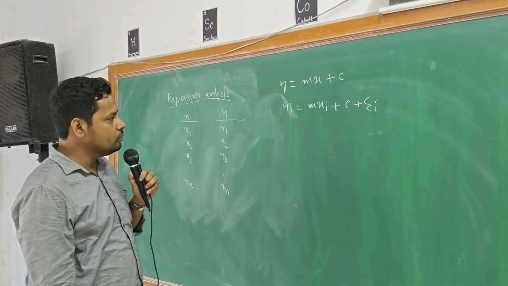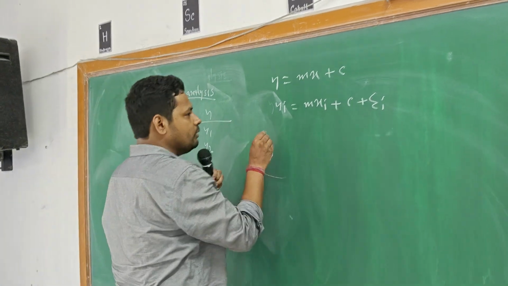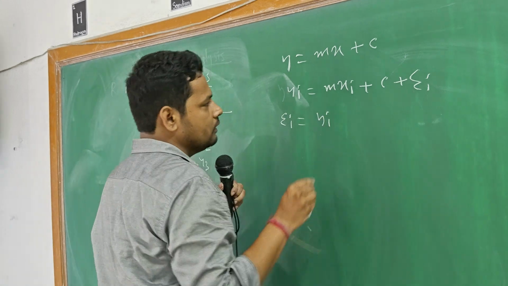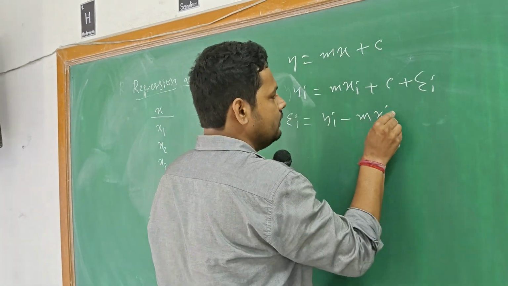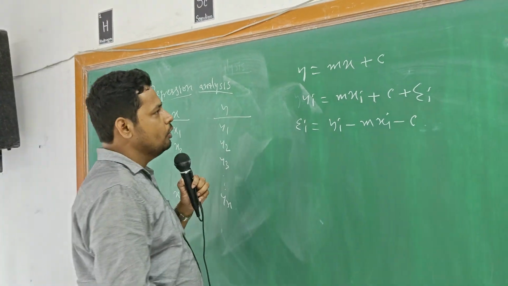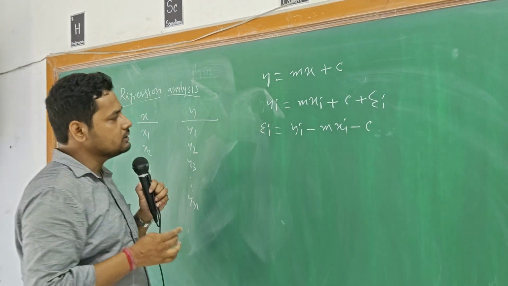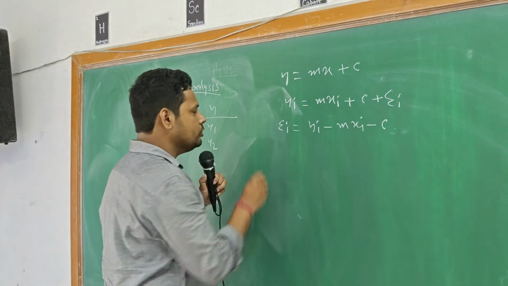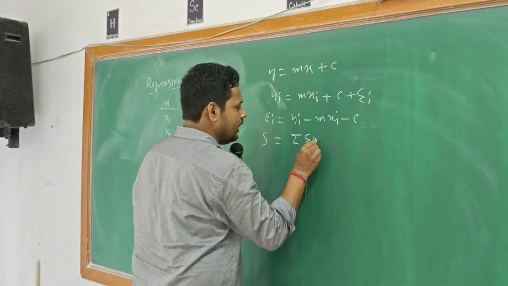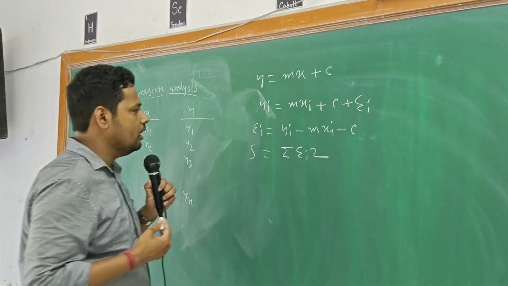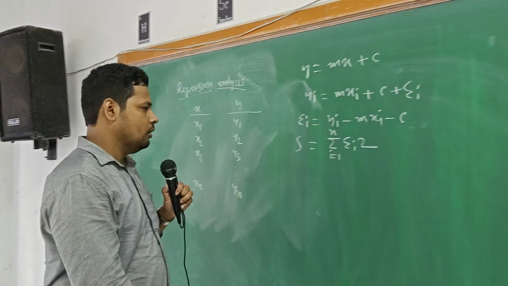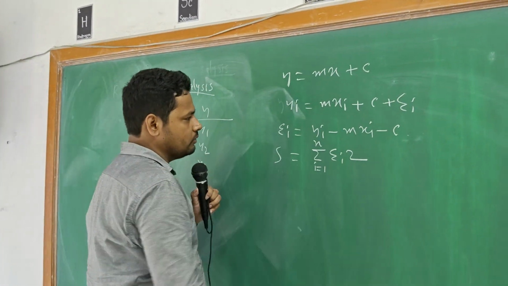So for that, what do we do? First we derive the value of this epsilon i. This is epsilon i equal to yi minus mxi minus c. So in regression analysis, we want to minimize the sum of the square of the errors, which we call s. So s equal to summation epsilon i square, and this summation is done from i equal to 1 to n. Okay, so we have to minimize this term.